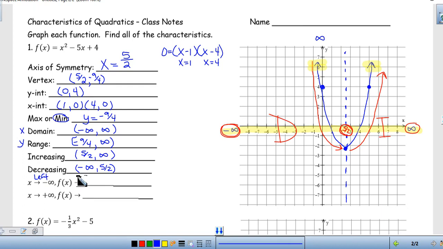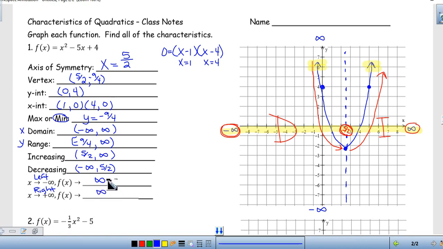What is the graph actually doing? Where is y heading? Well, with parabolas, you're only going to have one of two answers. Either it is heading to positive infinity or it's heading to negative infinity. So on the left side of the graph, we're headed to positive infinity. This one says that when x is approaching positive infinity, that would be the right side of the graph. What is y doing? Well, on the right side, I'm also approaching positive infinity.